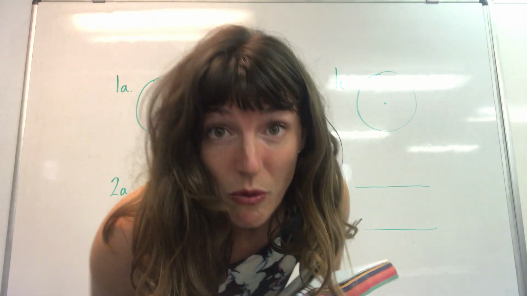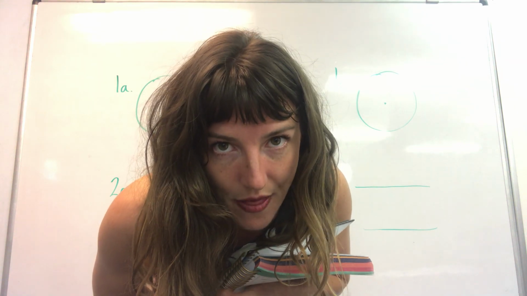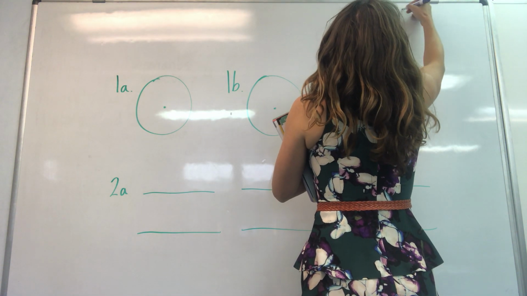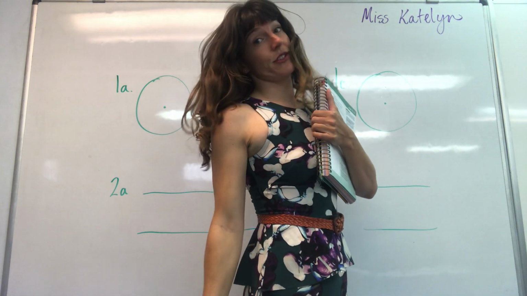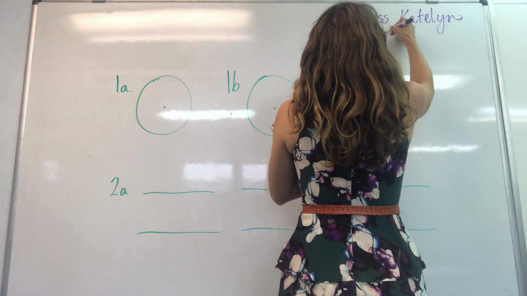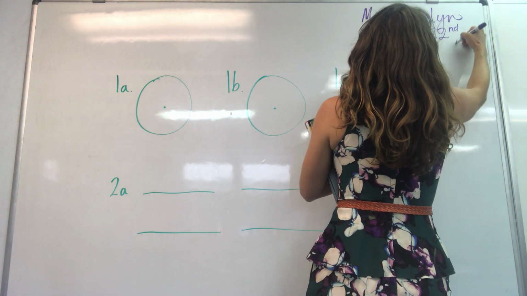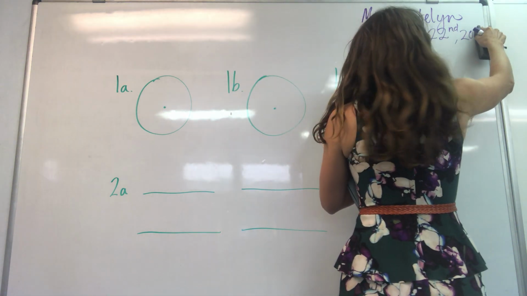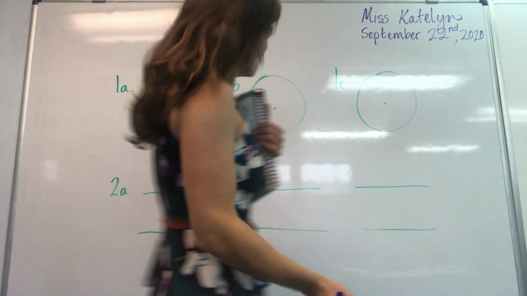Before we do anything, I want you to take your handy dandy pencil and put your name and today's date at the top of the page. My name is Miss Caitlin. What's yours? Today's date is September 22nd in the year 2020.